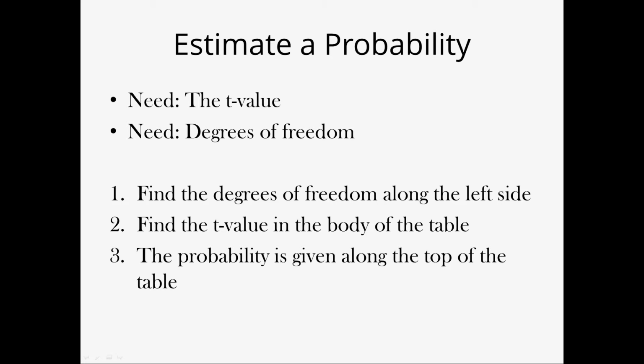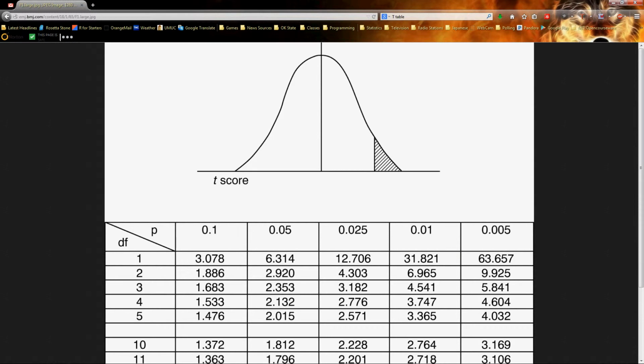So the first thing, you find the degrees of freedom along the left side of the table. Then you find the t-value in the body of the table. And then the probability is going to be given at the top of the table. Notice how this is different than the normal distribution table. Here the degrees of freedom are on the left side, the t-value is in the body of the table, and the probability is given along the top of the table. For instance, let's go ahead and look at a sample t distribution table.